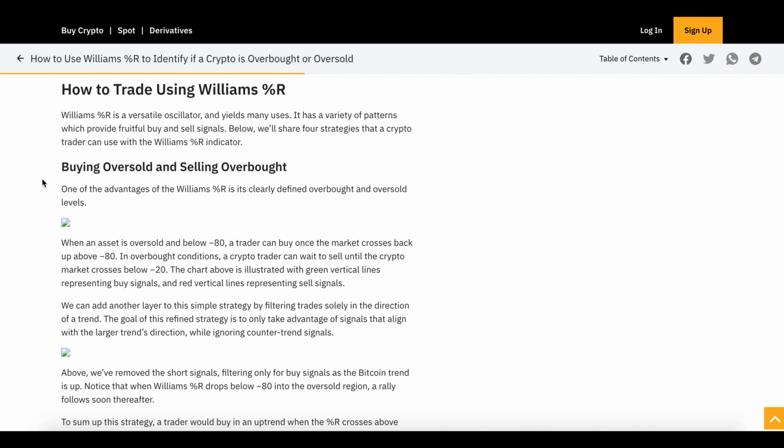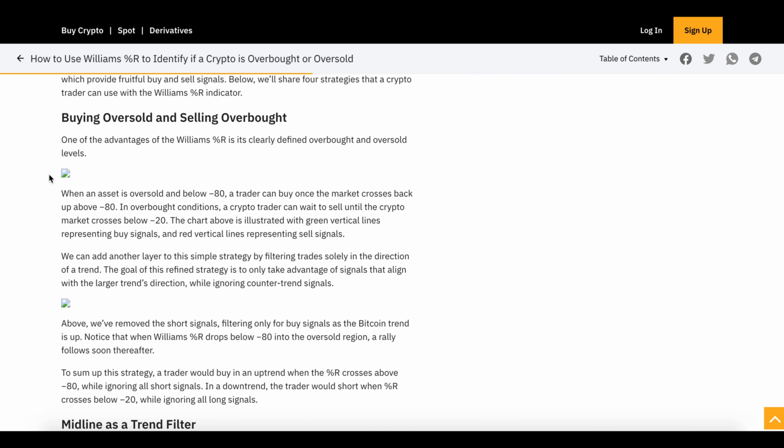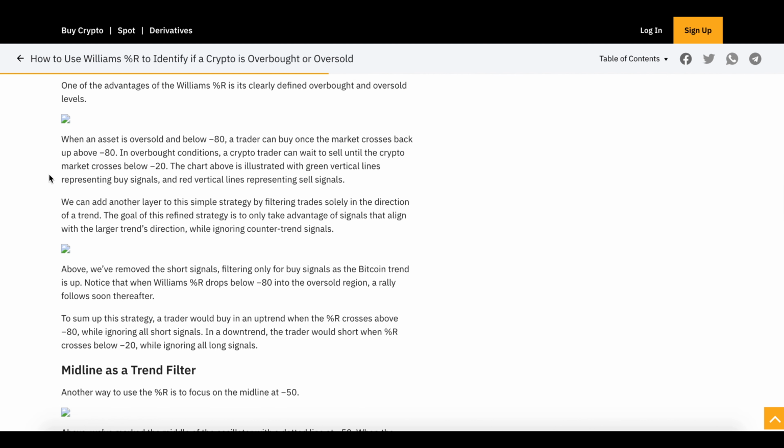Now let's go into the Williams %R. So how to trade using Williams %R. Williams %R is a versatile oscillator and yields many uses. It has a variety of patterns which provide fruitful buy and sell signals, buying oversold and selling overbought. One of the advantages of the Williams %R is its clearly defined overbought and oversold levels.